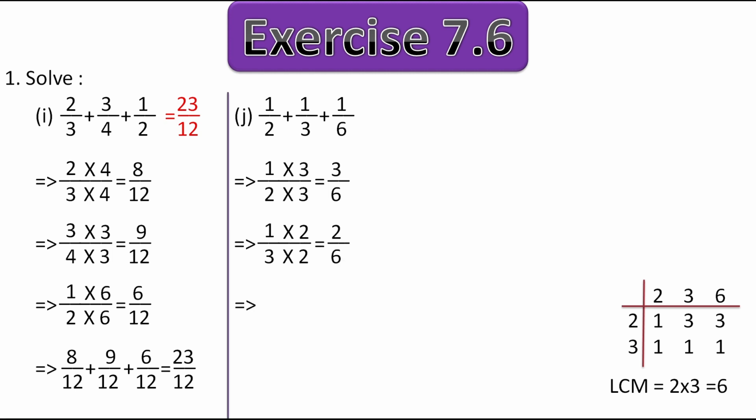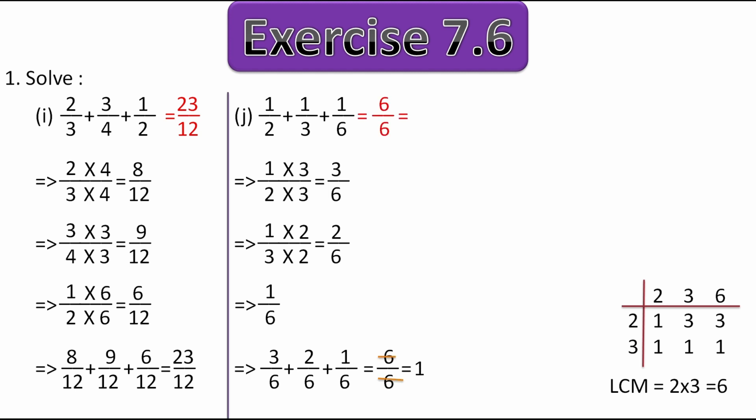Now I have to take 1 upon 6. Here already 6 is there, so I have to keep it as it is. Now I'll take all the fractions. 3 upon 6 plus 2 upon 6 plus 1 upon 6 will give you the answer as 6 upon 6, which we can further cut as 6 ones are 6, 6 ones are 6. So the answer is 1.